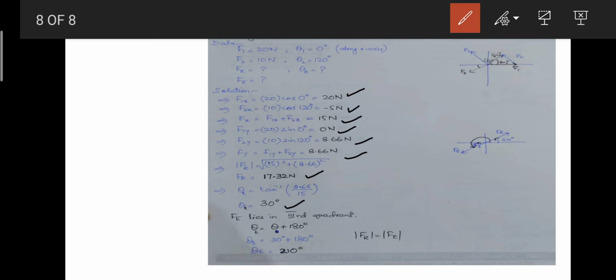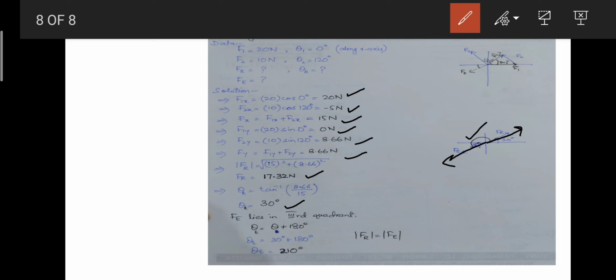Now coming towards the fact that what would be the direction of fe. Obviously the direction of fe would be in opposite to fr, because it is balancing the resultant force. So fe would definitely lie in the third quadrant. And for the third quadrant, in this case, as you can see, fr in this particular direction, then fr, which is the balancing force, would be in the completely opposite direction.